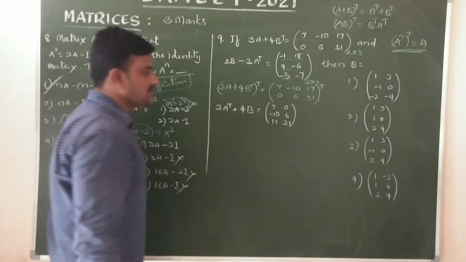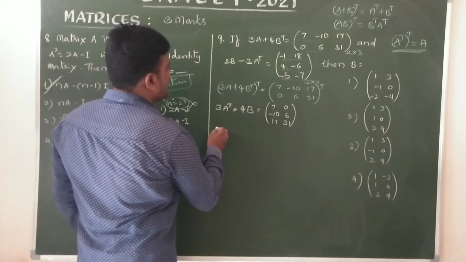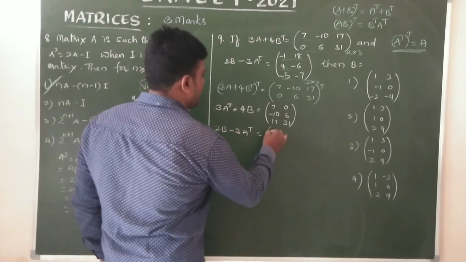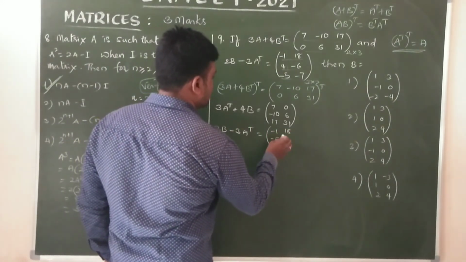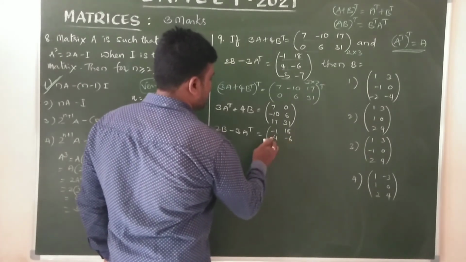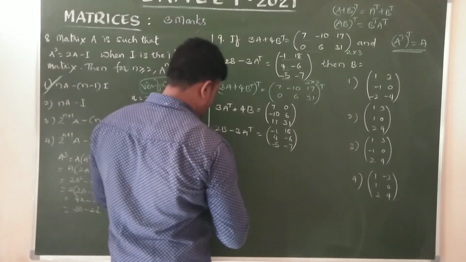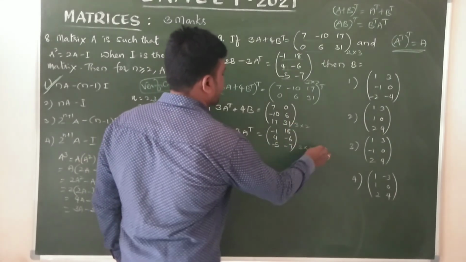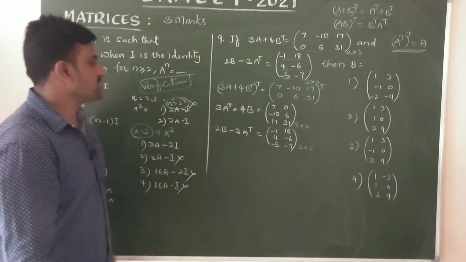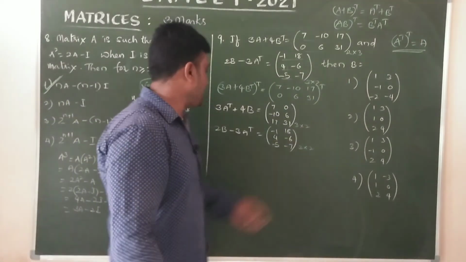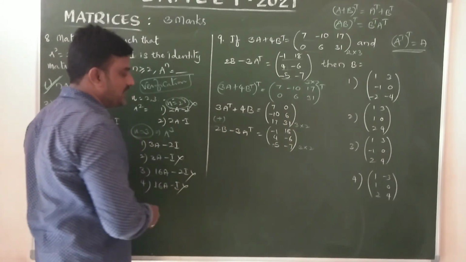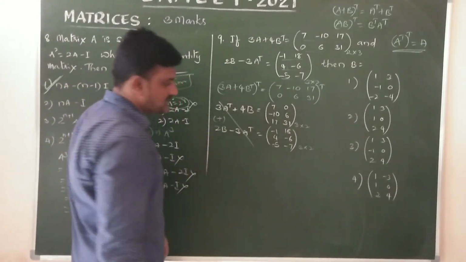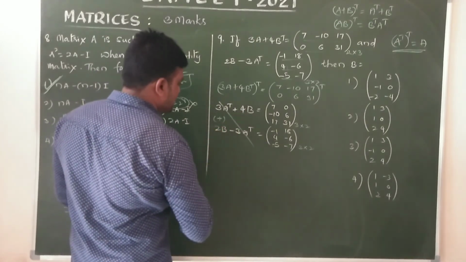Now 2B minus 3A transpose equals [-1 18; -4 -6; -5 -7]. These are in the same order, 3 by 2 and 3 by 2. Let us add or subtract. How to get B? By adding both. Now 3A transpose cancels. 4B plus 2B is 6B.